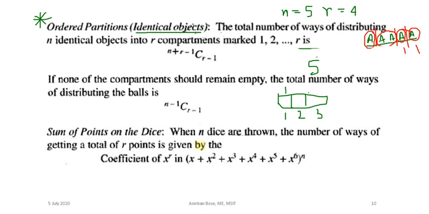So if you put at least one in each of the compartments first, then how many objects will remain? Out of 5, now 3 are gone. So only 2 objects remain. Now these 2 objects you have to distribute here. Okay, so the problem now again will be similar to what we have done, but here the only thing is that this n has become 2.